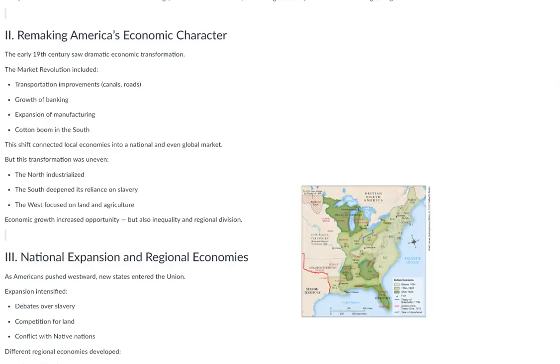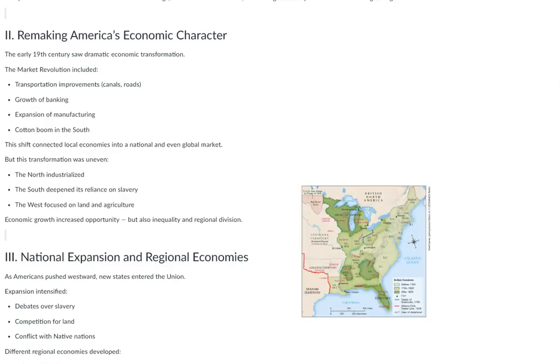And this shift connected local economies into a national and even into a global market because we have all these things connecting us. What you're also going to see, and I can't remember if it's in chapter 8 or chapter 9, but there's a map of railroads. And you can see how even domestically we become more connected through railroads, through roads, through those canals.